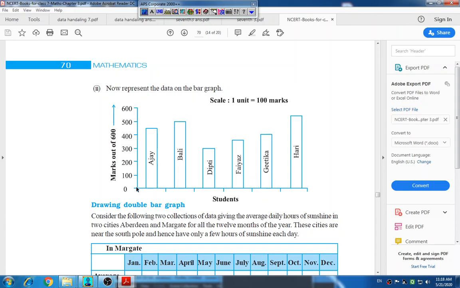names of students. And also the scale is important, we have to write the scale, and the scale we have chosen here is 1 unit for 100 marks. So like that we draw here 0, 100, 200, 300, 400, 500 and 600 at equal distance, and here we wrote the names of students. Okay, now Ajay got 450. So here we draw 450.